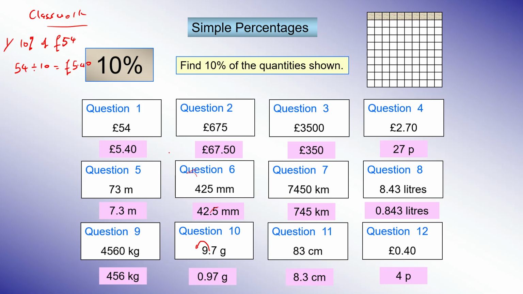Okay. So what I need you to do now with this, as always, hashtag rag 1, 2, 3. Okay. Once you've done that, hit play, and we'll look at finding 1% next.